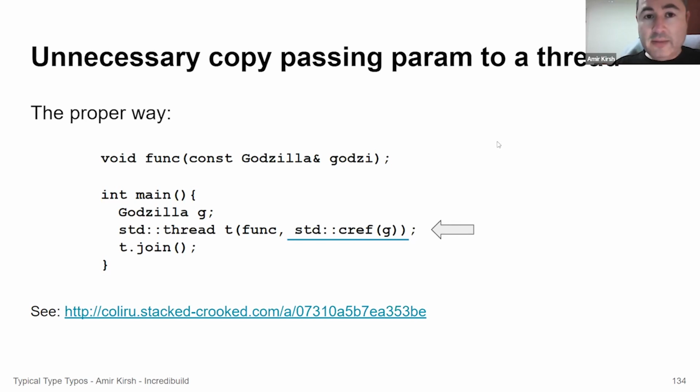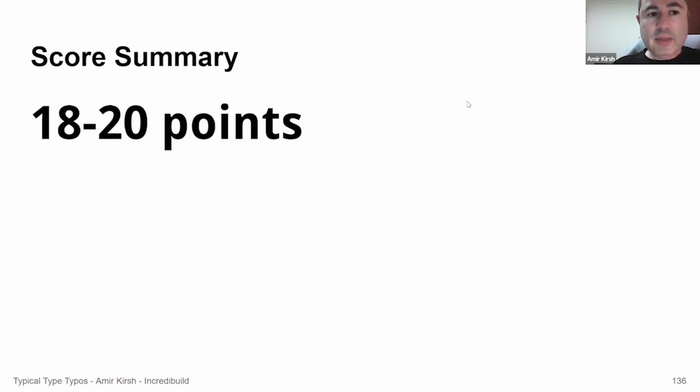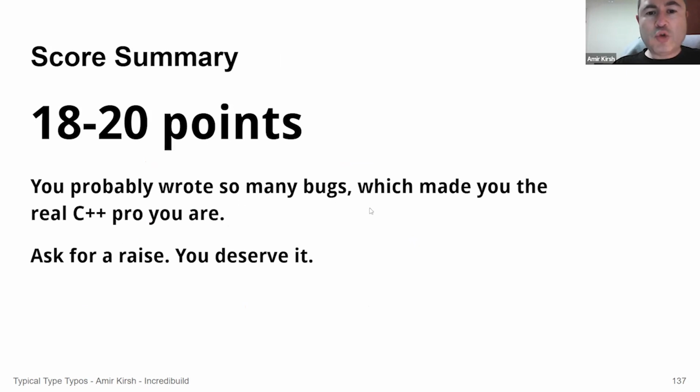Okay, are we ready? Did you count your points? Let's go through a score summary. Anybody of you got 18 to 20 points? Let's see what it means. Well, it means that you probably wrote so many bugs, which made you the real C++ pro you are. Ask for a raise, you deserve it.